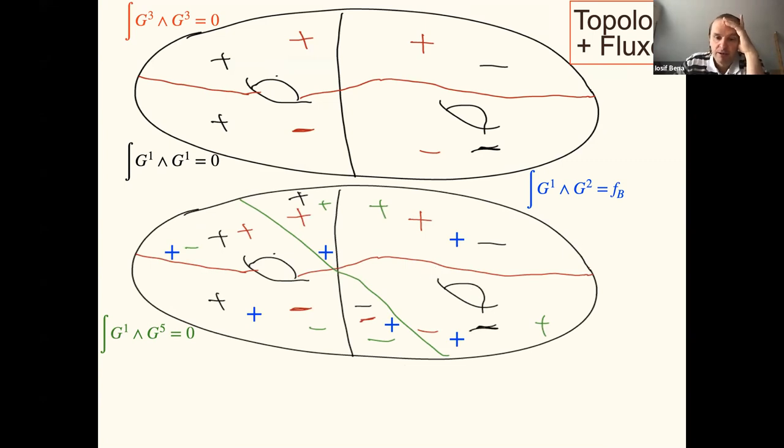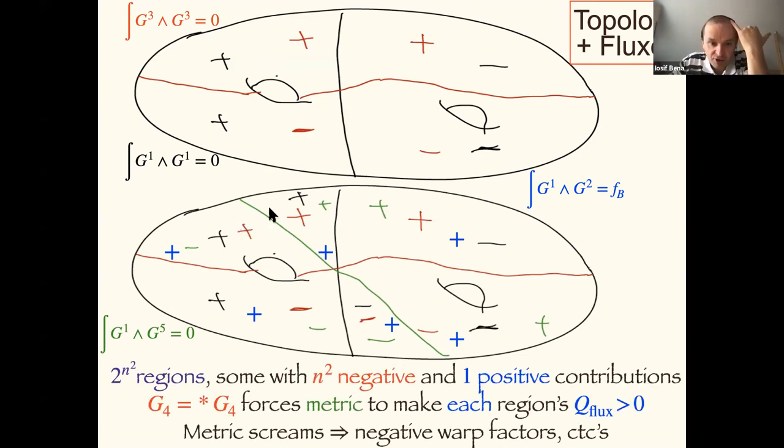But there's a problem. You see, I have 2 to the power n regions. And basically all these integrals are going to be zero. So there are 2 to the power n regions, which are going to have positive contributions and negative contributions. Some of them will have n squared negative contributions. Again, here, for example, you can see all these 3 negative contributions and the positive one here, like 2 positive and 2 negative. If I have 2 to the power 16, there'll be a huge amount of regions. And some of them are going to have n squared negative contributions and one positive contribution. Now, these contributions are integers. This comes from integer fluxes. So I cannot play with them. I cannot make them to be 1/2.